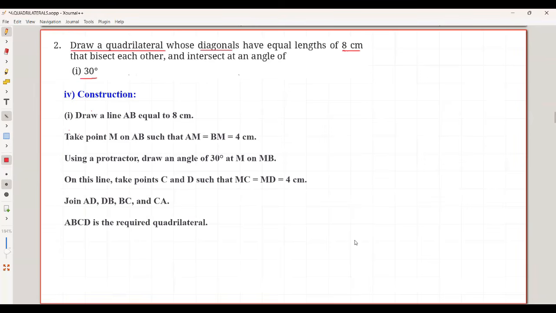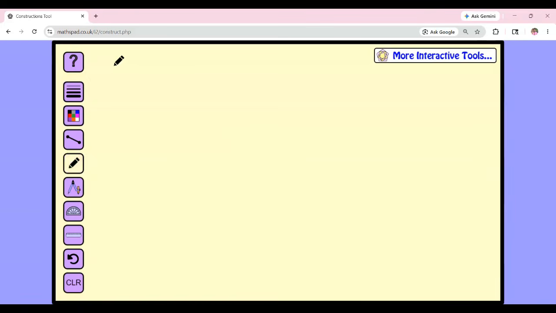For constructing, the length is 8 and the angle is 30 degrees. So the diagonal is given as 8 centimeters and the intersecting angle is given as 30 degrees. This is the first question.